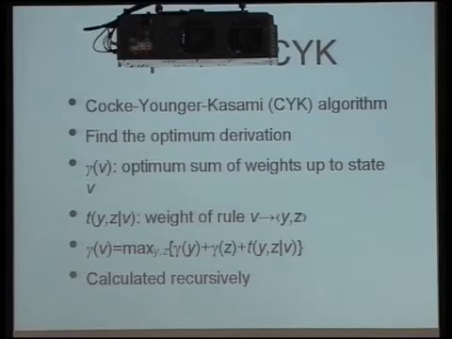That is, given a set of rules, to find the optimum derivation, we can use the top-down CYK algorithm. This was first defined by these 3 people. And roughly speaking, define gamma weight as the sum of the weights up to the state of weight. And T means the weight. And basically, it's a very simple recursive form. And this algorithm is linear to the number of nodes in all the input trees.